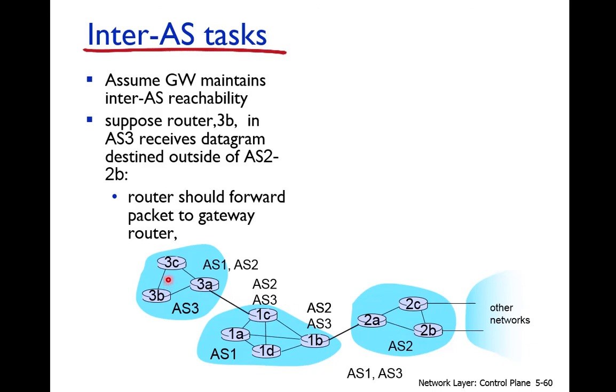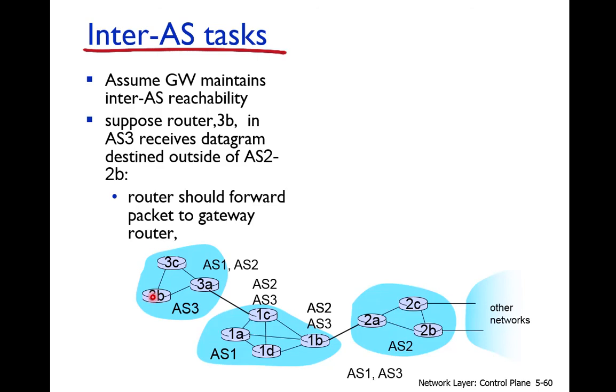So now it comes to know that the packet is going to autonomous system number 2, but it doesn't know where autonomous system number 2 is, because this 3B only knows about intra-autonomous system routing. In the inter-autonomous system routing, information is present in the gateway, in the 3A. So in this case 3B only knows 3C and 3A, but it doesn't know about autonomous system number 2. So what should it do?